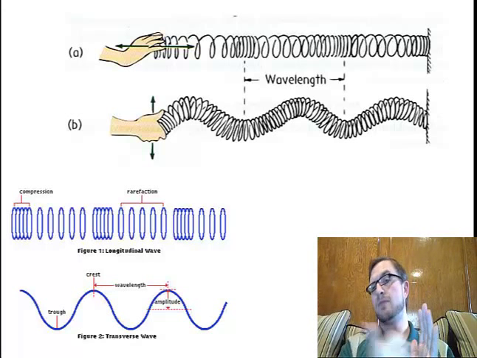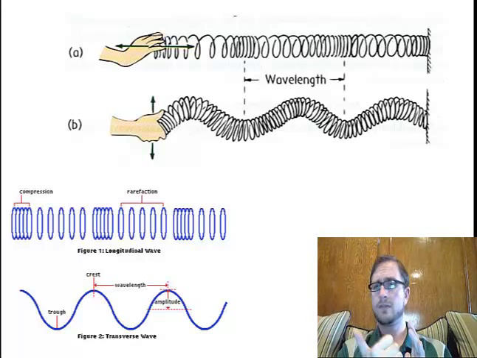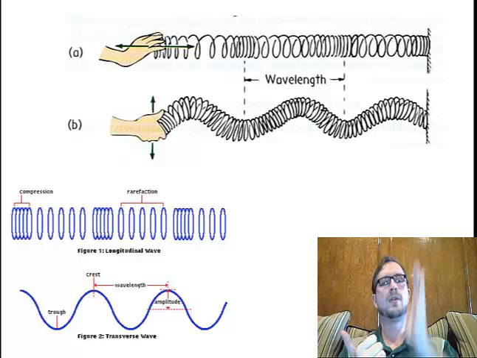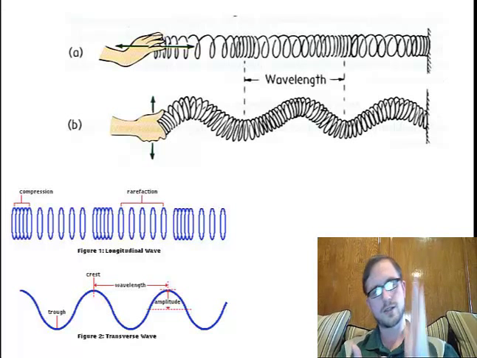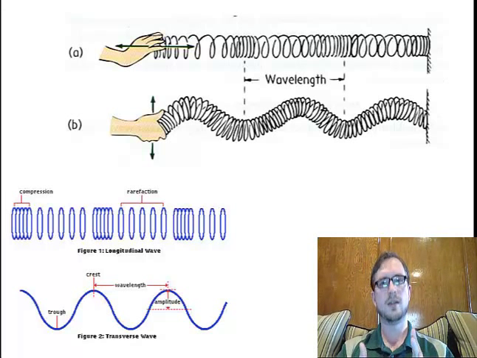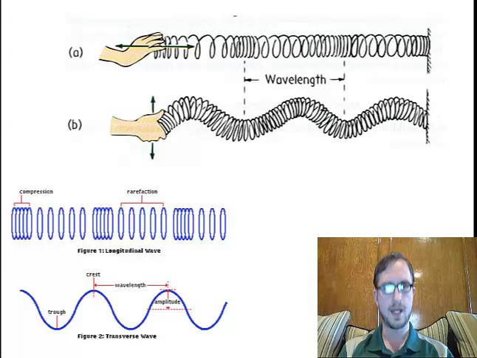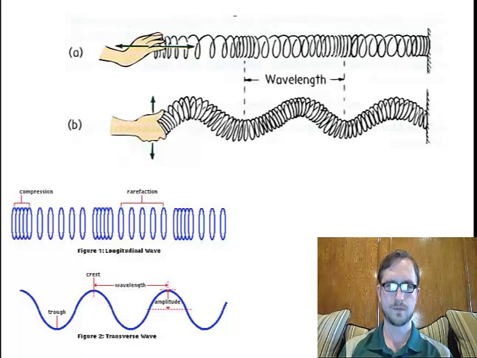In B, my wave is still going to the right. The velocity is still the same direction, but now the oscillation vibration is up and down. So the two directions are different in a transverse wave. That is extremely important. It's the direction of the vibration of the particles.